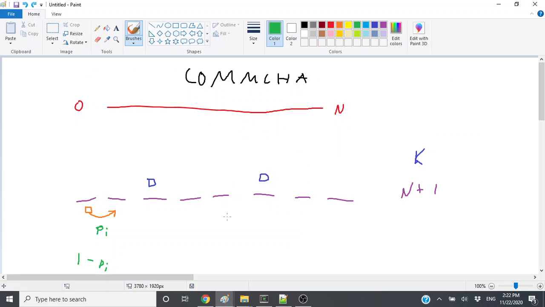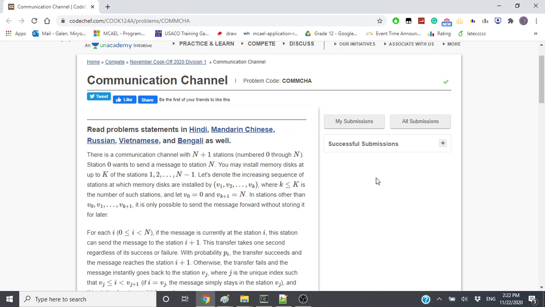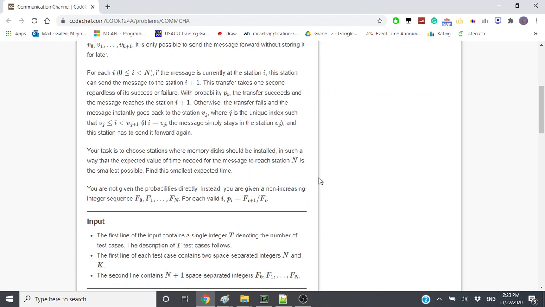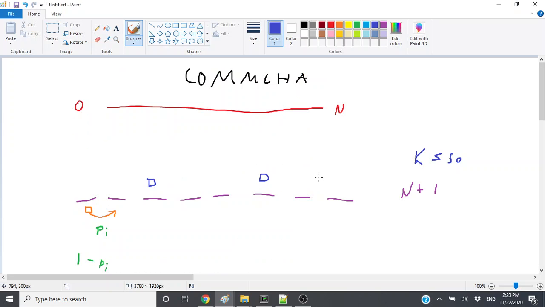Right. And also important thing to note, k is at most 50. Okay, now we have the problem. Now note that if we put a checkpoint down, then the problem of getting this message over here is independent from the problem of getting this message to this checkpoint. Because once we're here, we can never go back.